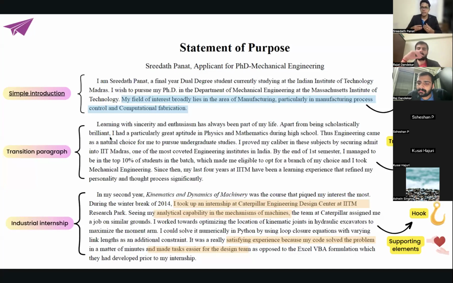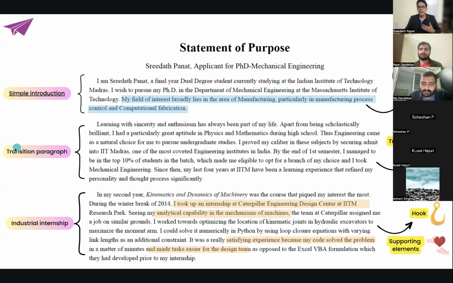Before that, I wanted to spend a little bit of time on why I even opted to take mechanical engineering, because in the US, undergraduate students have an option to pick the branch, although that is not the case in India. But I thought it would be a good idea to rationalize my decision. So I wrote about how physics and maths were my favorite subjects in high school, and then engineering came as a natural choice, and how I ended up in mechanical engineering.